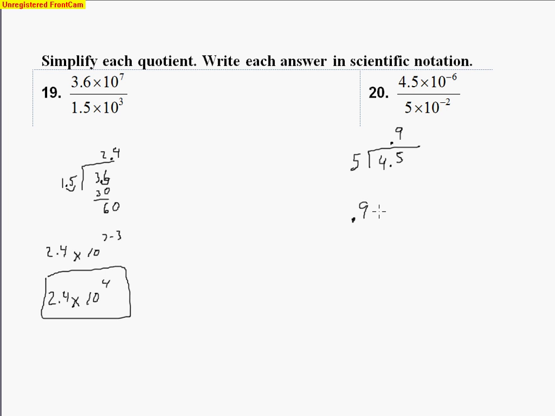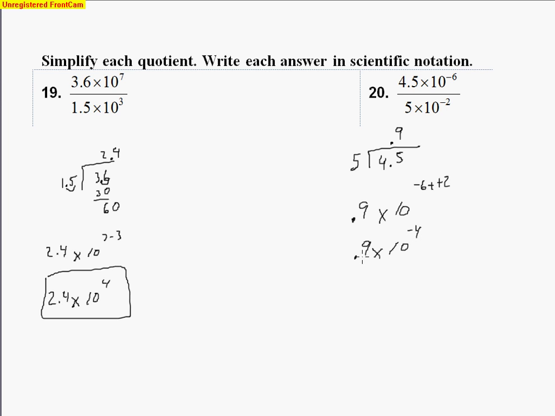So 9/10 times 10, and then we subtract the exponents. Negative 6 minus negative 2. Remember, add the opposite. And we end up with 10 to the negative fourth power. And that's okay with scientific notation. We leave it as negative exponents. You don't need to take the reciprocal of those.